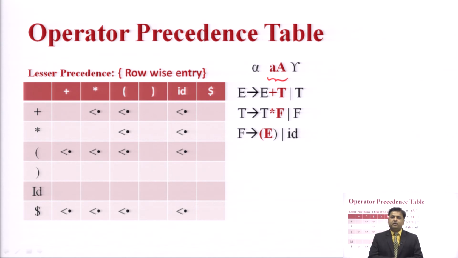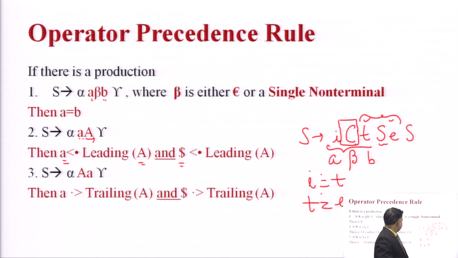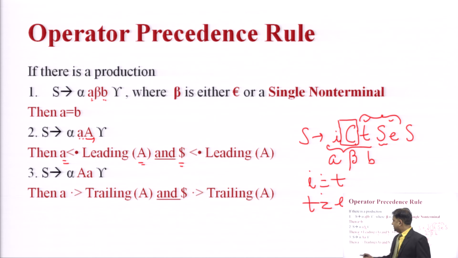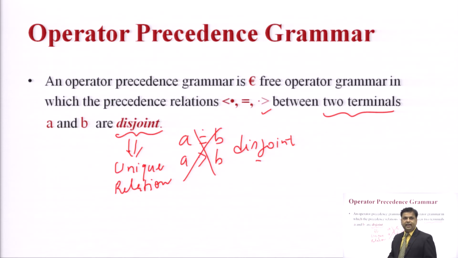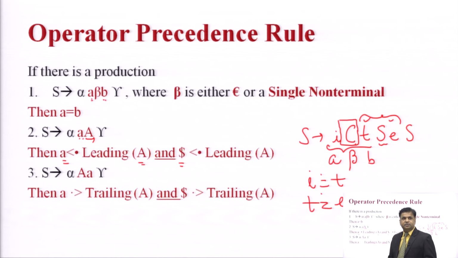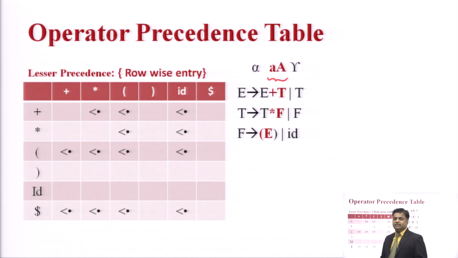If terminal is followed by non terminal, then I can fill the table with the concept that A has less precedence with the leading of A. What is my leading of A? Leading of A means leading of E here. E means plus, star, opening bracket and ID. So, I can fill it easily with lesser precedence, and I repeat that these are inserted row wise.